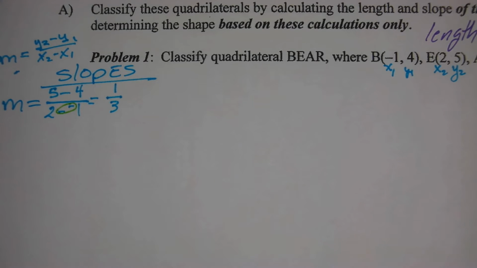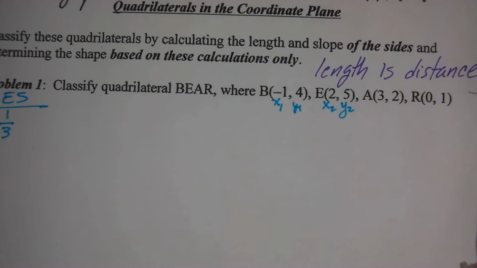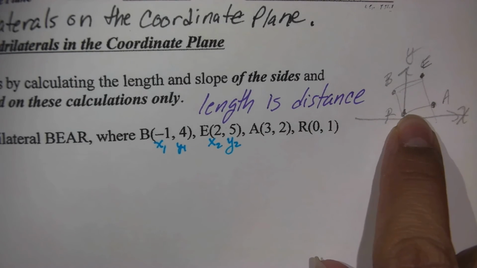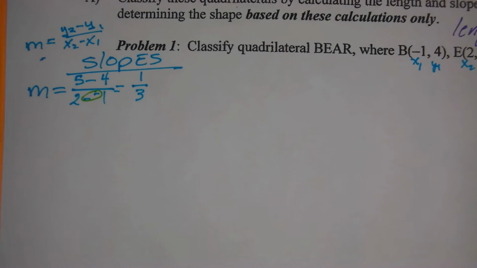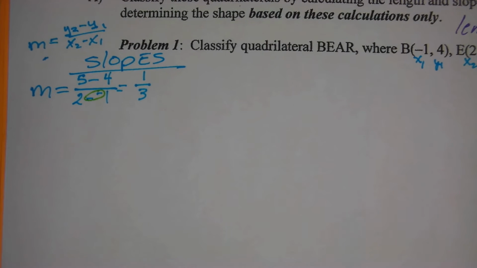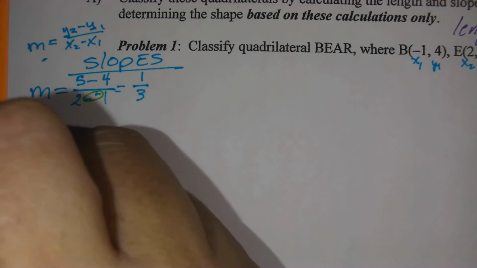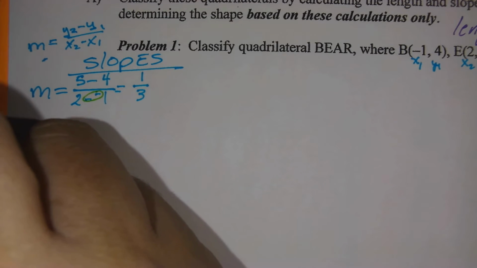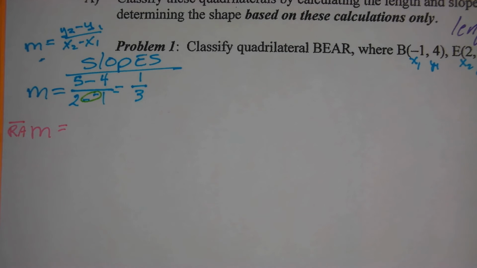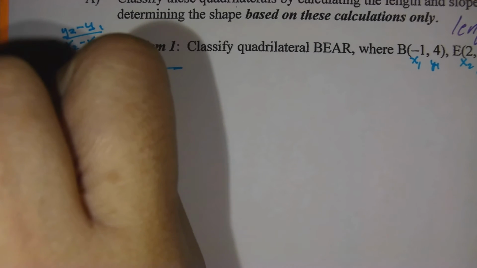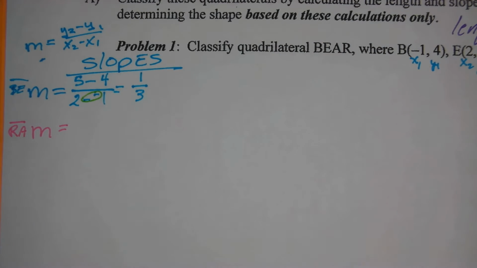And our next slope is going to be for what looks to be parallel. We're going to try to keep these together, RA. So we're going to do RA next. So M, and I want to start labeling these over here. That way I can keep track. This is RA. And then this other one was BE. There. So we have BE, RA.